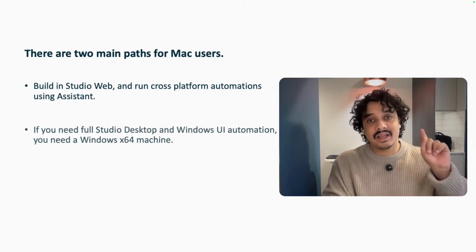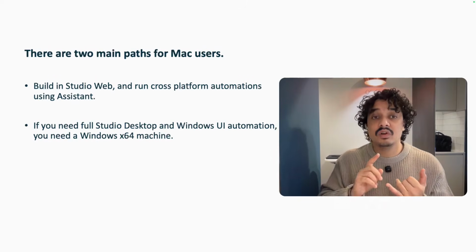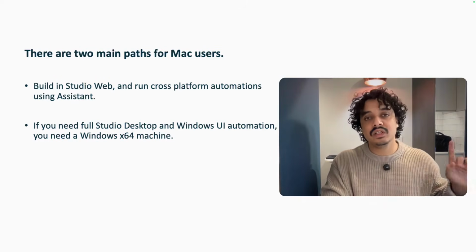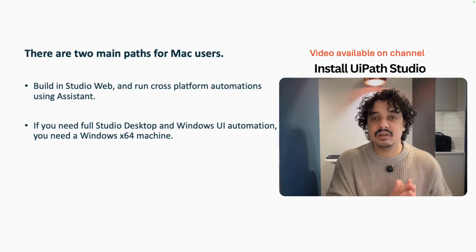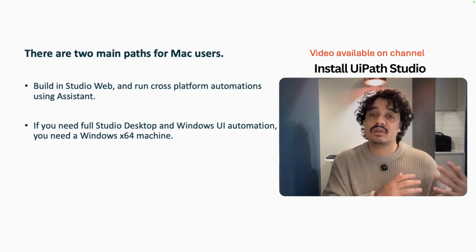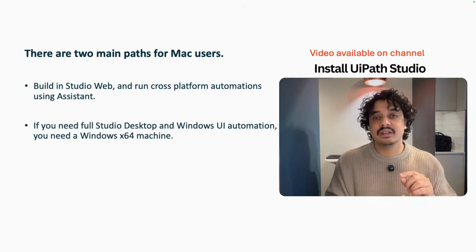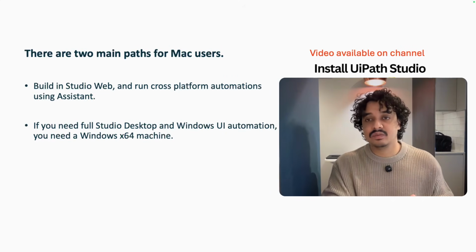In case you are looking for the full version of UiPath Studio, where you want to do UI automation, you would need to switch back to the Windows version of UiPath Studio. That means you need a Windows machine. In case you are looking for the Windows tutorial, I have already posted it on the channel. You will find the video link in the description. So on the Mac, these are the things which we can do.